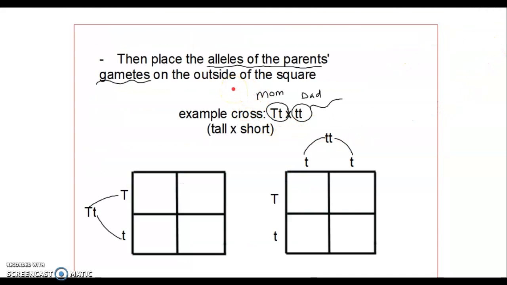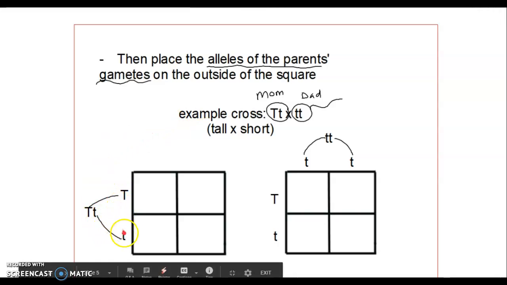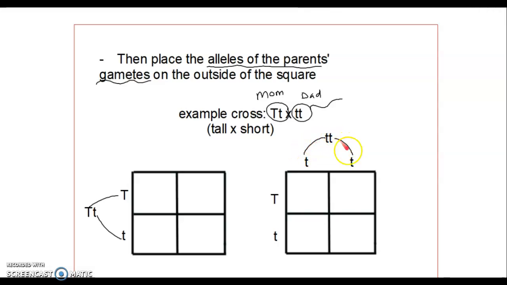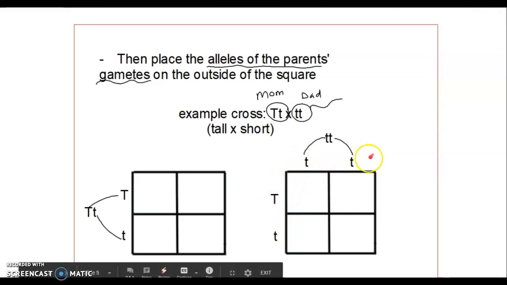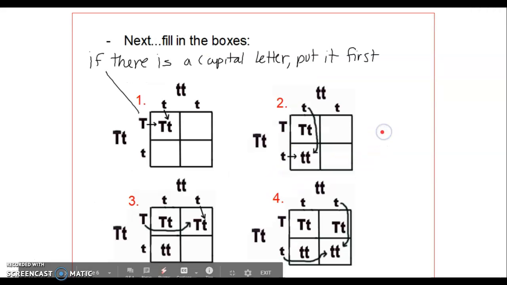Then the next step is you place the alleles of the parents' gametes on the outside. So for example, if this is your cross, a capital T, lowercase t, that's mom, and a dad, lowercase t, lowercase t, notice I drew the egg and I drew the sperm. So you're going to put mom over here on this side, and you're going to put dad right here. The gametes are going to segregate, which shows you what would happen during meiosis. So now we're crossing a tall plant with a short plant.